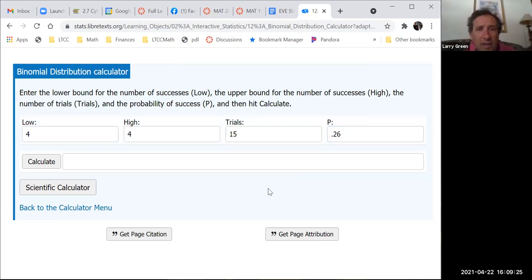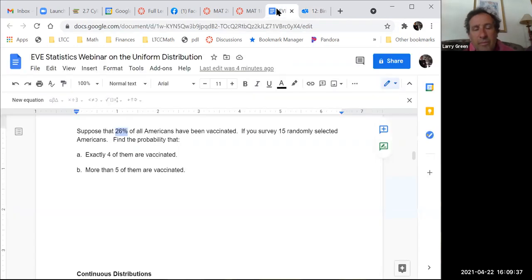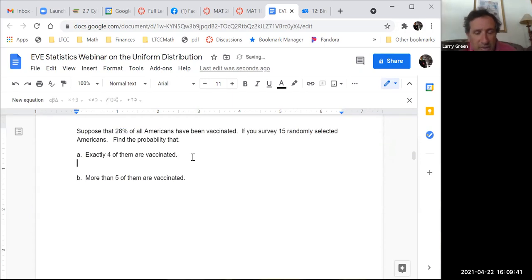Any questions at all on getting into the calculator? And hit calculate, and you get 0.2273. So let me write down just in symbols, probability that X equals 4 equals 0.2273. Any questions on part A?